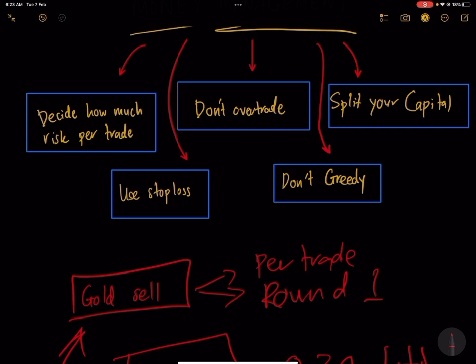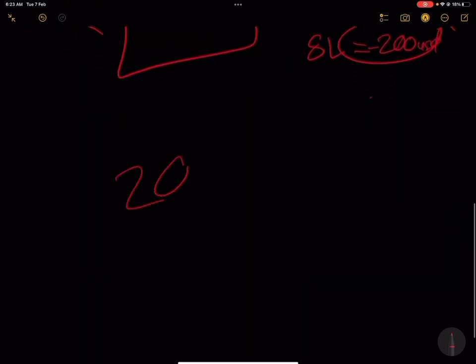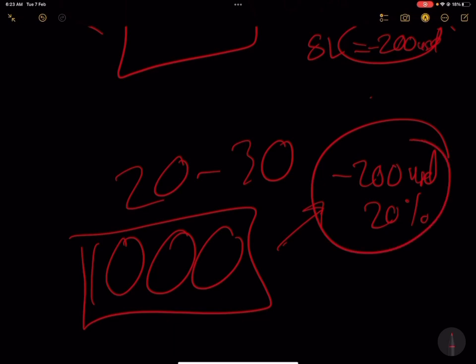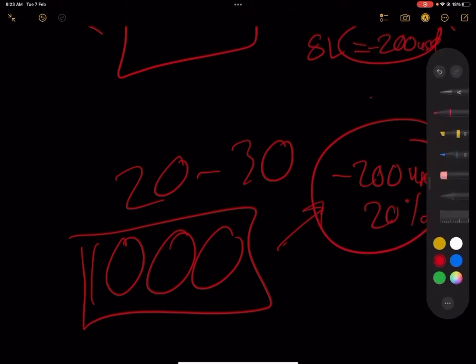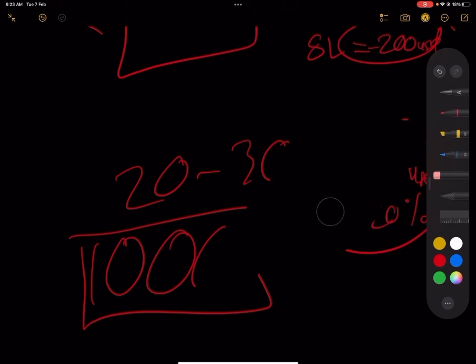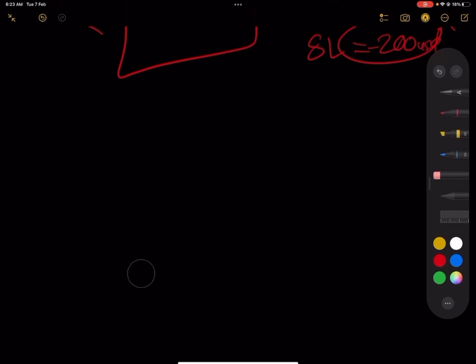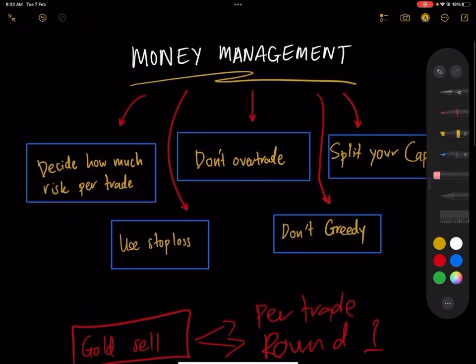So at least you need to know 20% risk or 30% risk. Example, you have $1,000. On any single entry, any single trade, you are willing to lose $200, which is 20% only. You need to know how much risk per trade. This is very important. You need to know how much you are willing to lose on every single setup.